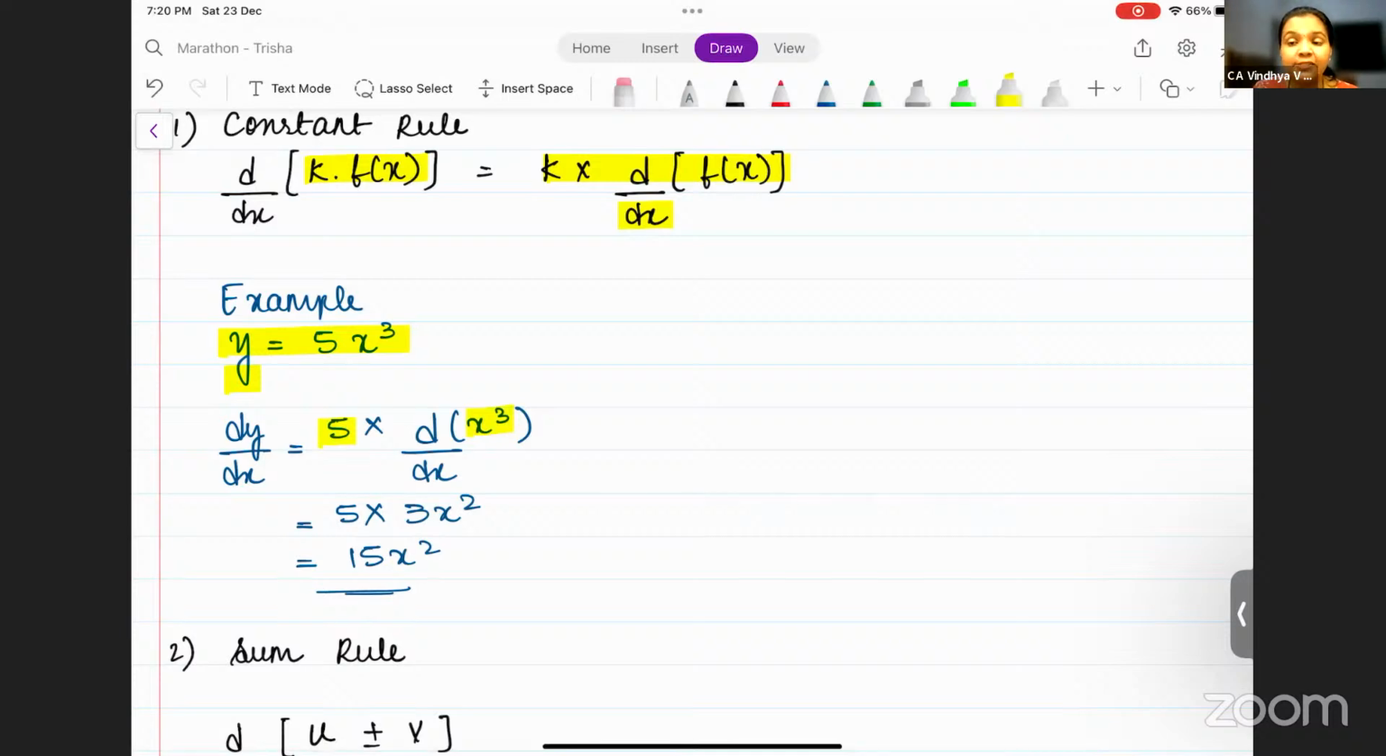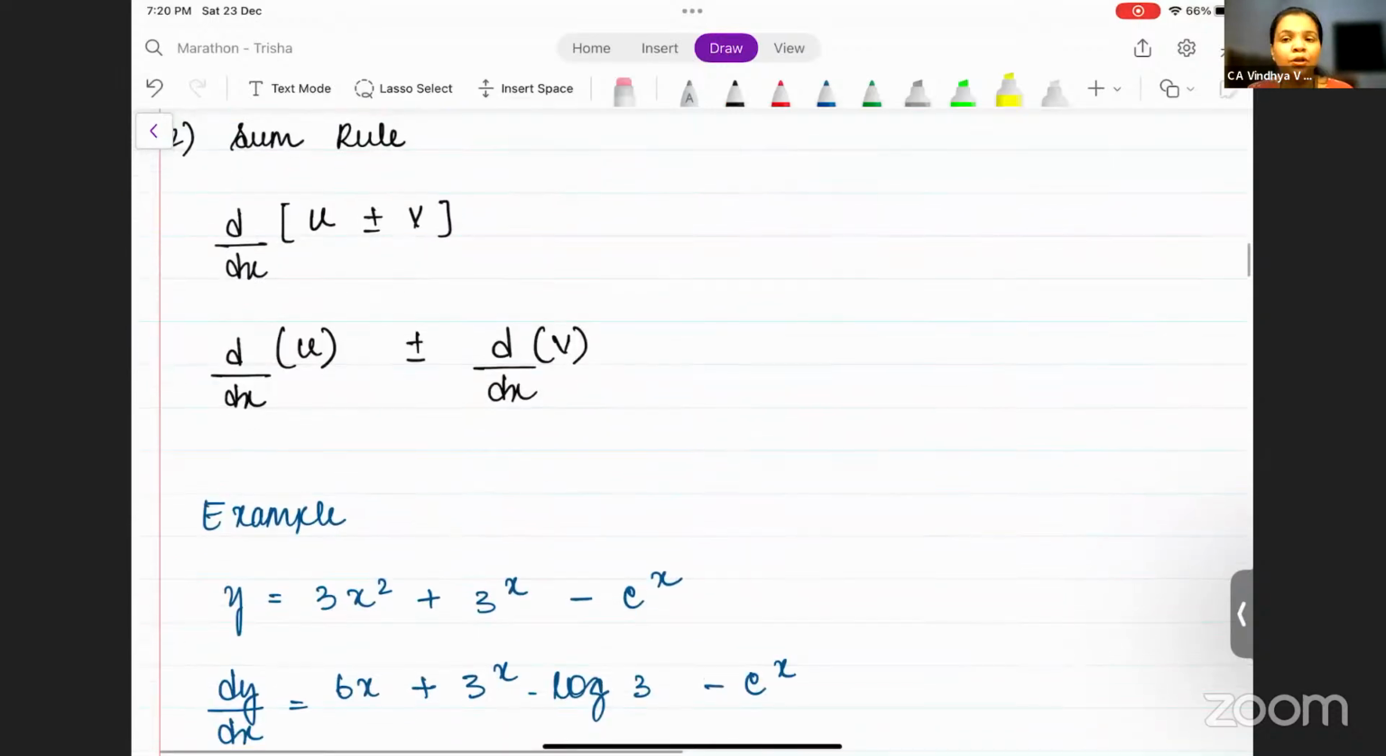What is the derivative of x cube? 3x square. Why 3x square? Because x cube is in the form of x to the power n. So n into x to the power n minus 1. So the final answer here would be 15x square.